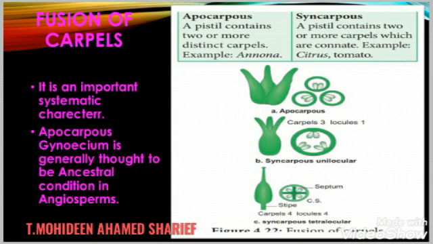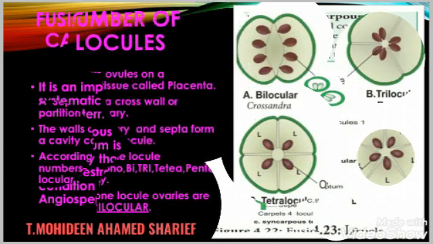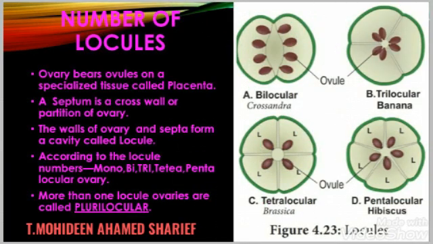Unilocular, ovary with one chamber, example groundnut. Bilocular, ovary with two chambers, example mustard. Trilocular, ovary with three chambers, example banana. So like that, tetralocular and pentalocular ovaries are present according to the locule number 4 and 5. More than one locule ovaries are called as plurilocular.